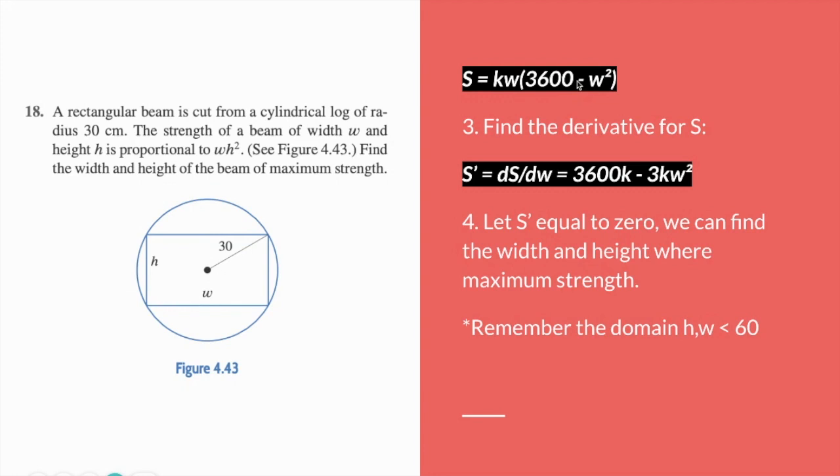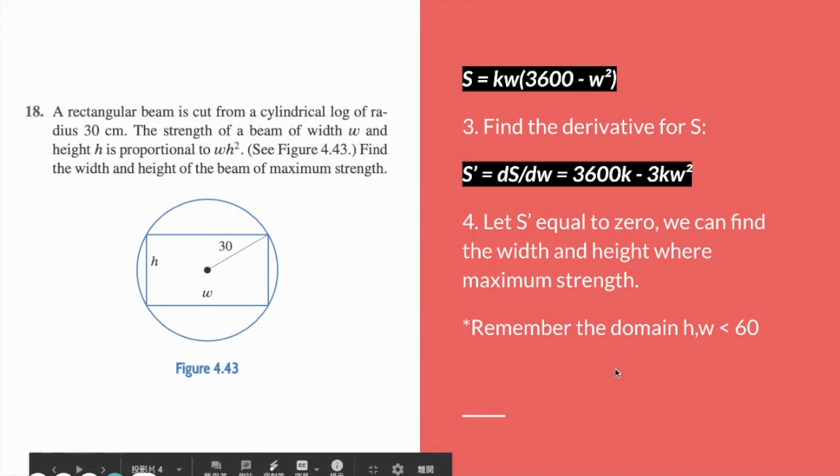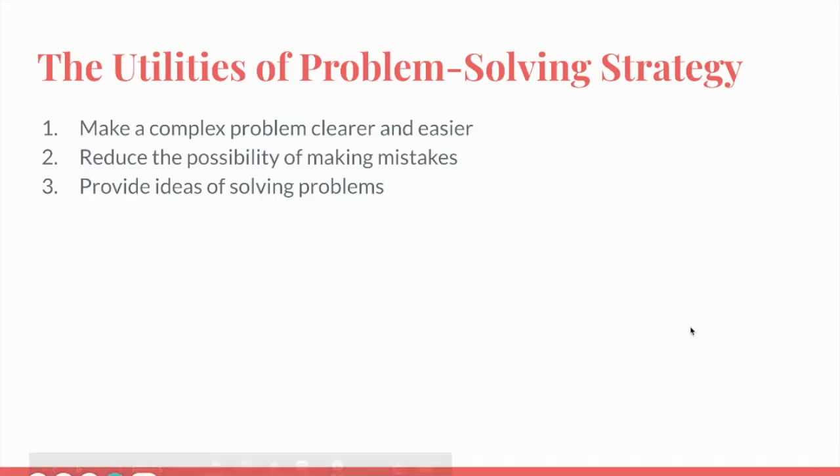And to find the maximum strength, we first calculate the derivative of S and find the critical point where the derivative of the strength is 0. And we should make sure the derivative is greater than 0 on the left side of the critical point and less than 0 on the right side, so there is a maximum point. After that, we can conclude the dimensions which maximize the strength. So don't forget the domain: W and H are both smaller than 60.